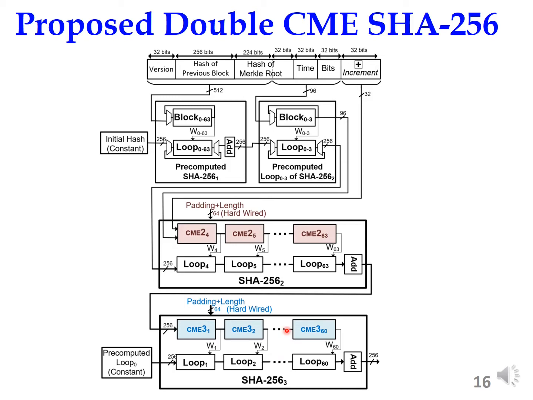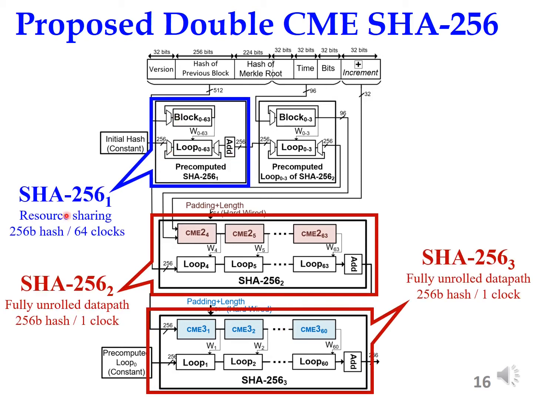Because we target both high processing rate and low hardware cost, we propose the SHA block 1 as the resource sharing architecture and block 2 and block 3 as the fully unrolled data path architecture. The SHA block 1 generates a 256-bit hash every 64 clock cycles, while block 2 and block 3 generate a 256-bit hash every clock cycle. Overall, the entire circuit generates a 256-bit hash every clock cycle, which is equivalent to a processing rate of 15.36 gigabits per second at 60 MHz operating frequency.